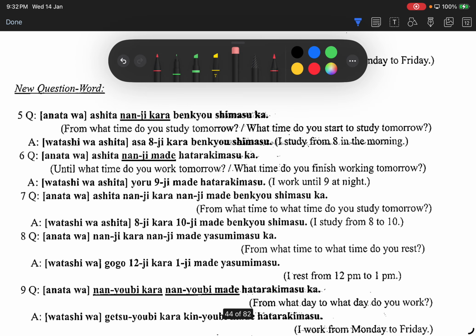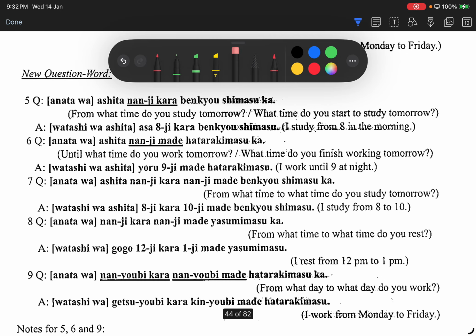Then our new question word here. The question doesn't really change much. We're on the next page already. You see how we still say nanji, because nanji is what o'clock. So from what o'clock until what o'clock. So the question still remains the same. Nanji kara nanji made. We just change the particle only. We still retain the question nanji.